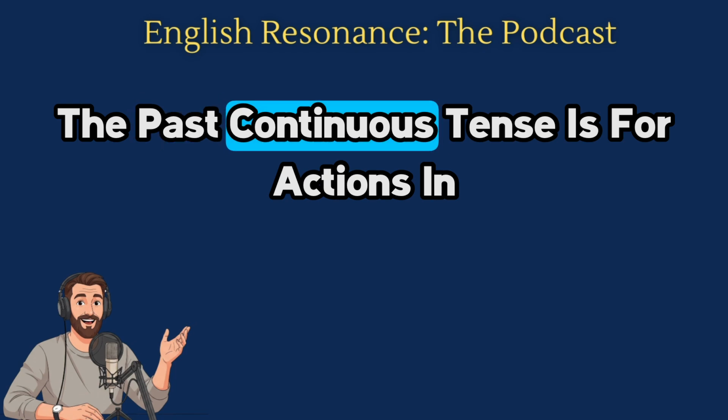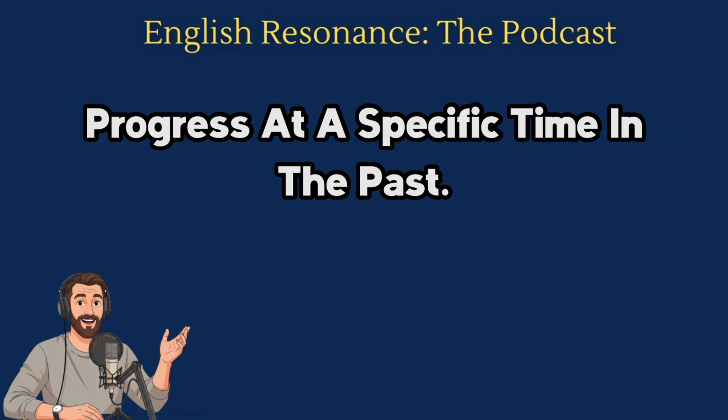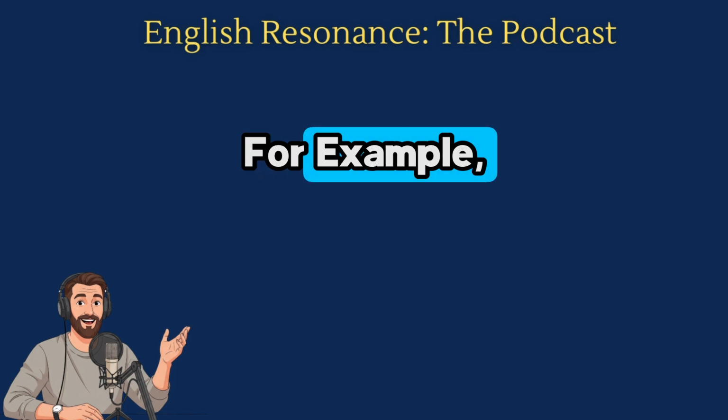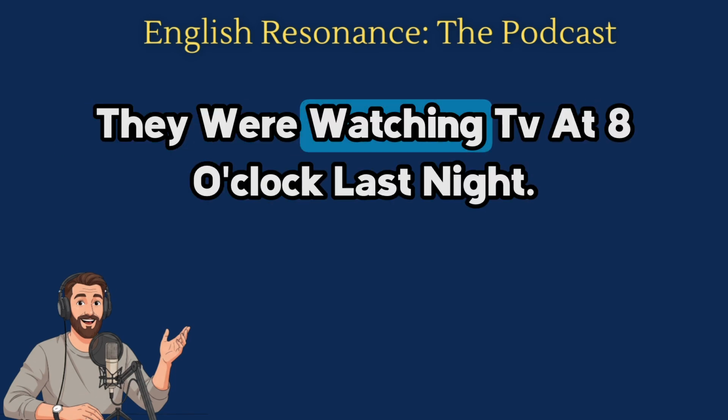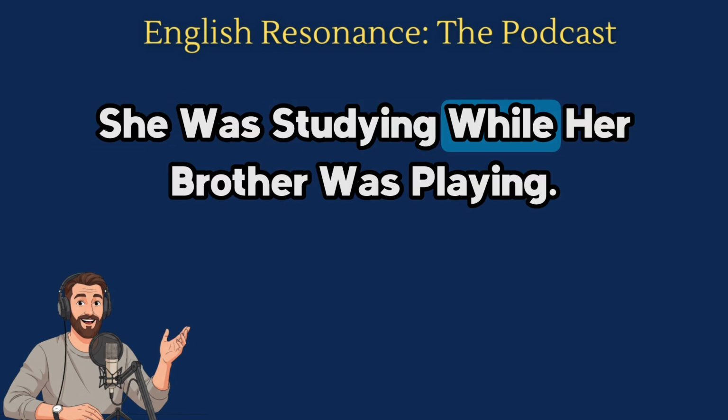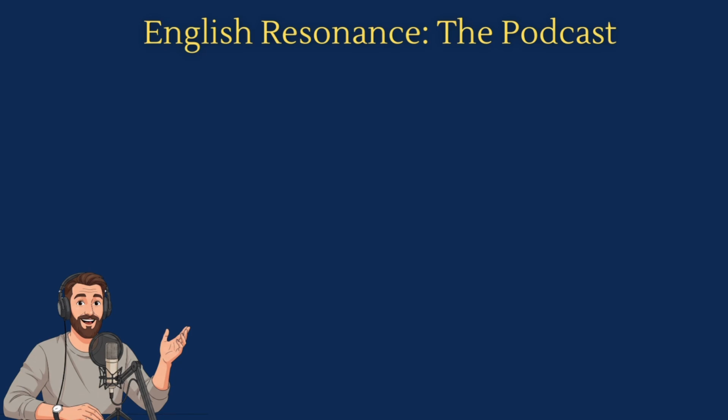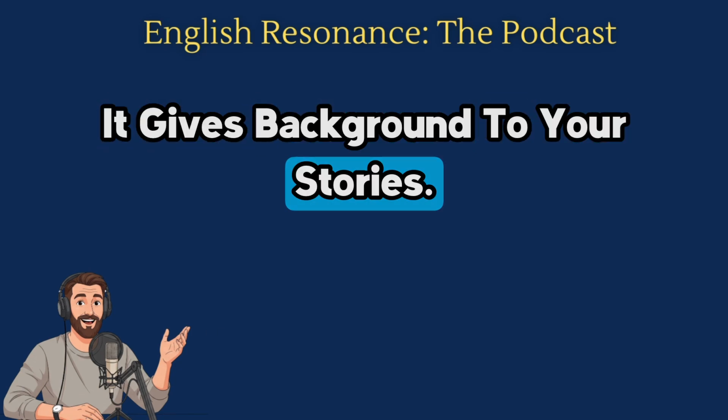The past continuous tense is for actions in progress at a specific time in the past. For example, I was reading a book when the phone rang. They were watching TV at 8 o'clock last night. She was studying while her brother was playing. It gives background to your stories.